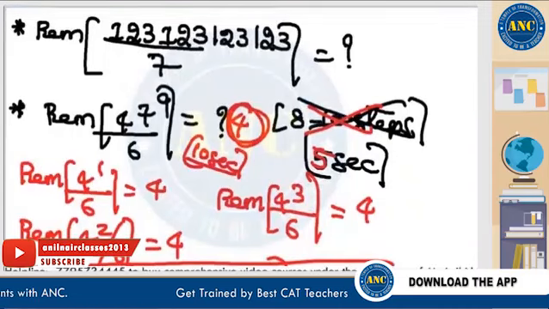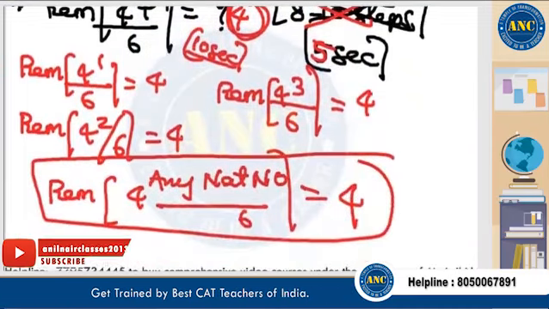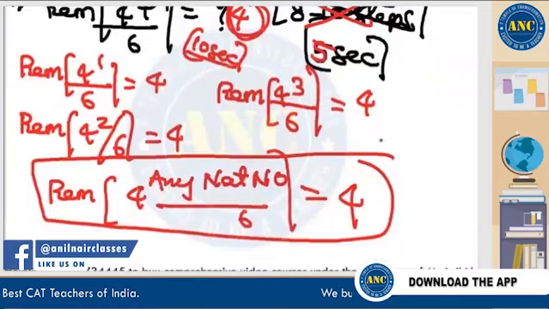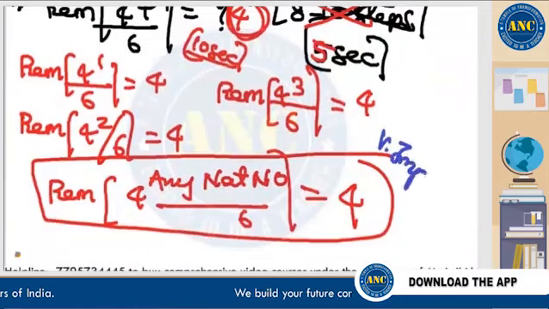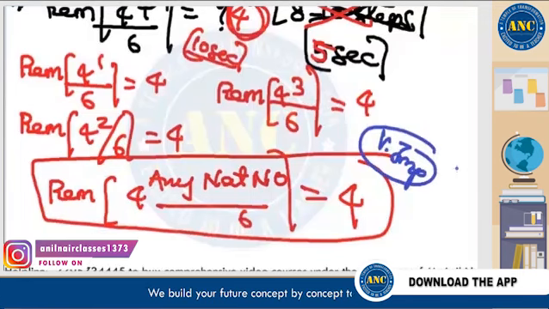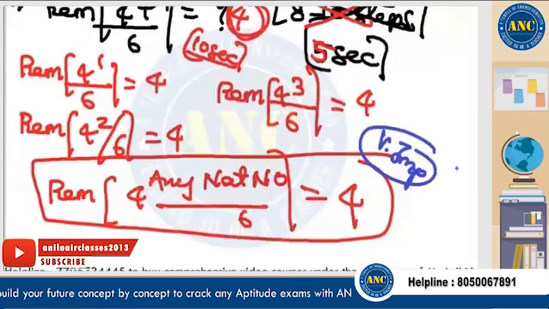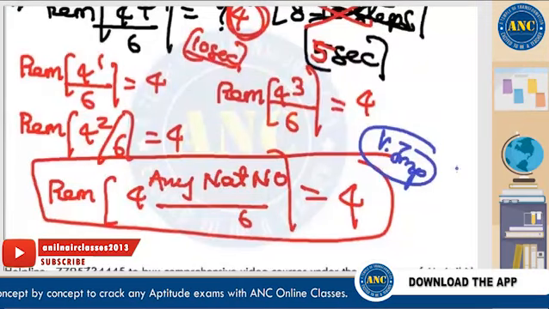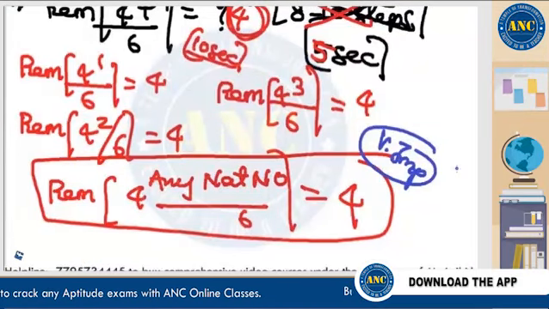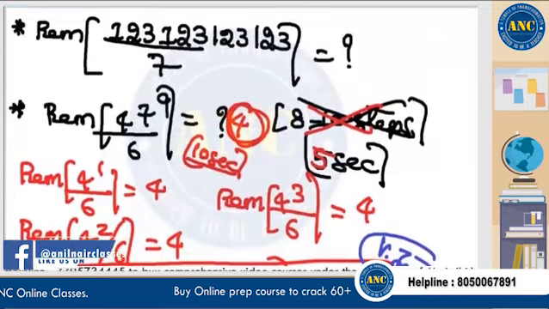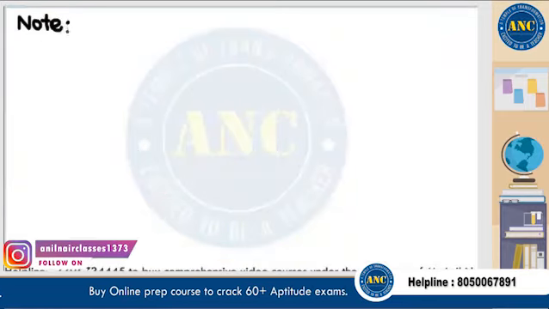4 power any natural number divided by 6 is 4. Very, very important key point. A good teacher, a good mentor, is where he makes things simple for you. He maximizes your score with less effort. Last problem before we discuss. Write down a note.